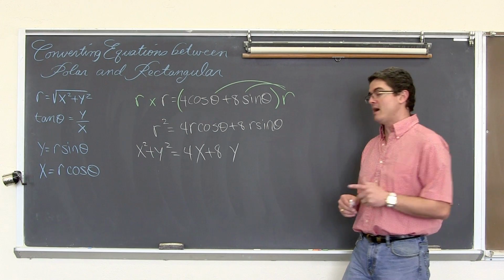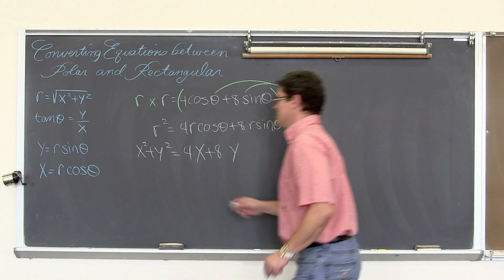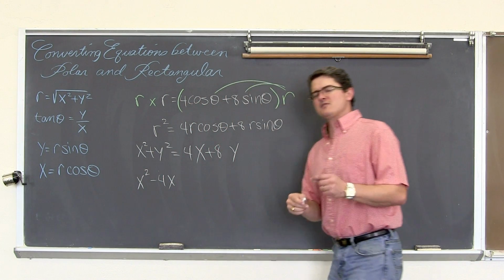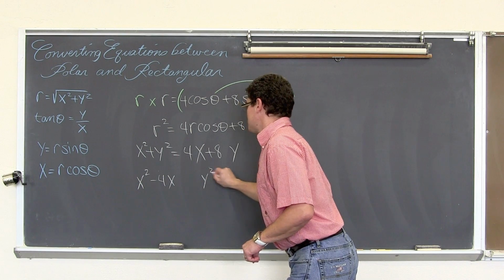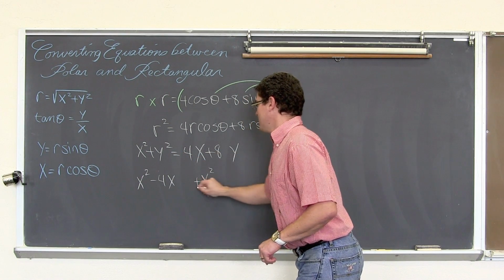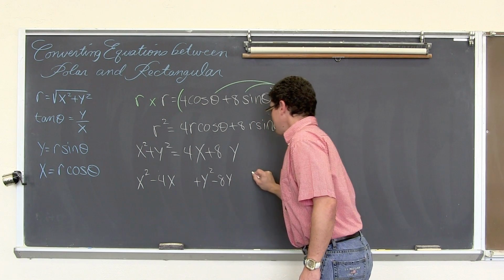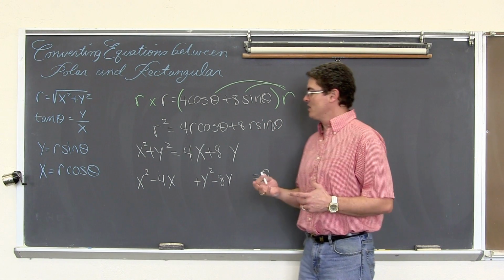And I'm going to do that by getting all the x and y variables on the same side. So I'm going to write this as x squared minus 4x. And I'm going to leave some space for completing the square. I'm going to leave y squared here, plus y squared. Bringing the 8y over with subtraction. And again, I'm going to leave some space for completing the square, equals 0.